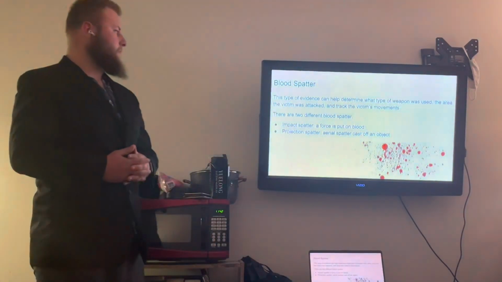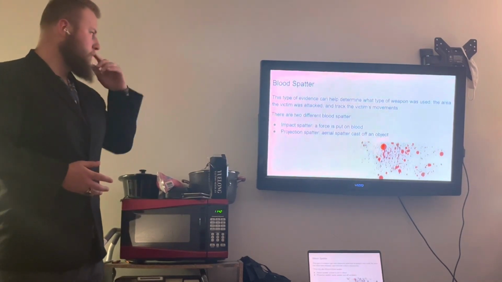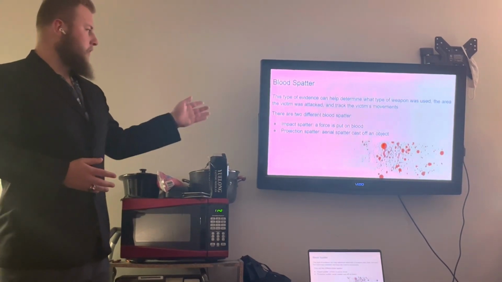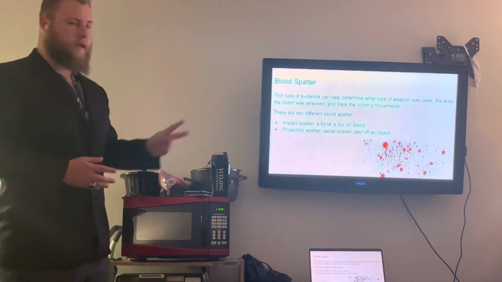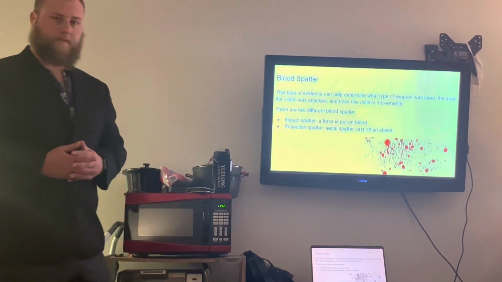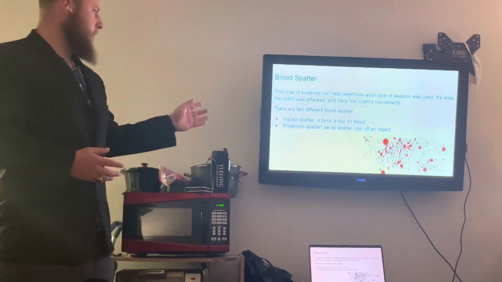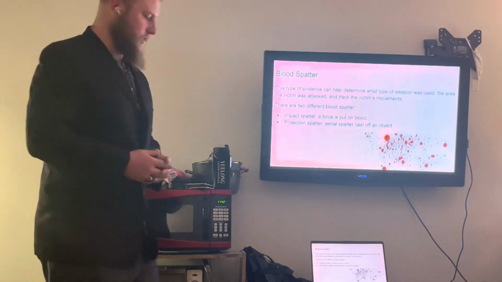Now, blood splatter could be very important to find out multiple things. It can find out the area of the victim and track the victim's movements. There are two kinds of blood splatter analysis. There's impact splatter, which is the force, and then there's projection splatter, which is the aerial splatter after the force impact.